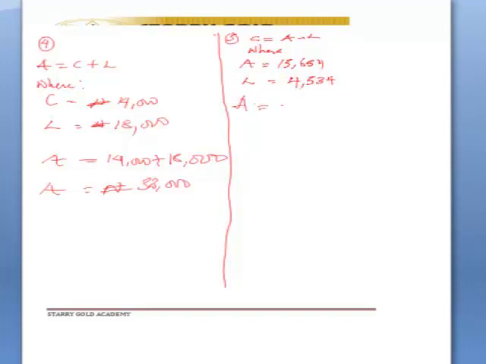So C is 15,654 minus 4,534. We have it as C equals 11,120 naira. So then question 6.